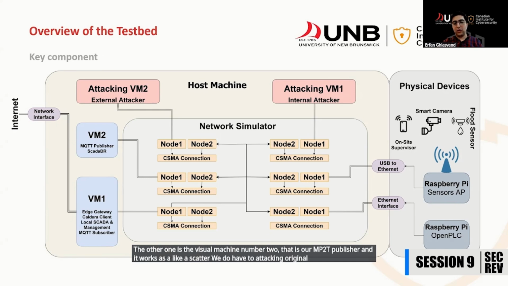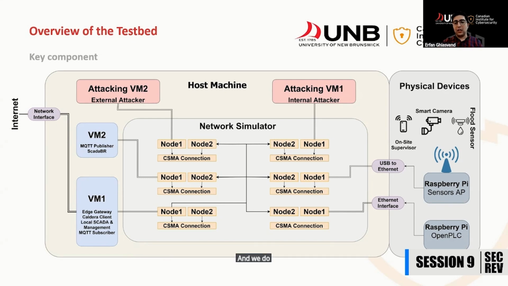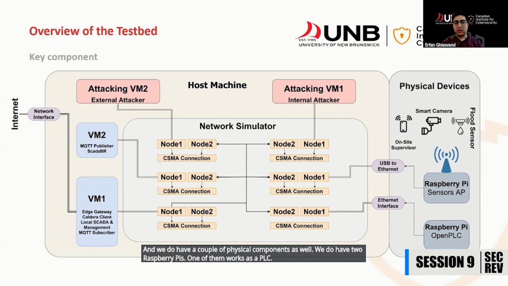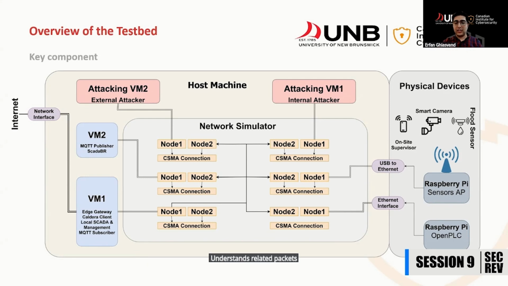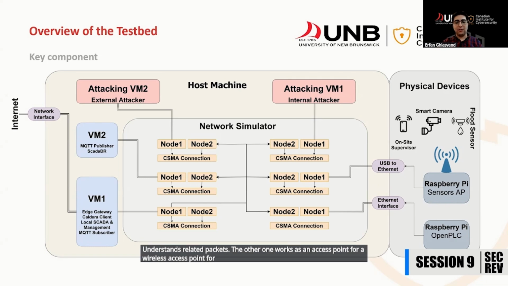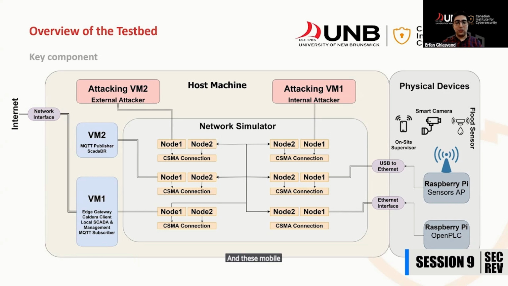One of them is an internal attacker, the other an external attacker. We also have a couple of physical components. We have two Raspberry Pis. One of them works as a PLC and sends related packets. The other works as a wireless access point for the sensors that we have. We have a camera, a flood sensor, and a couple of other sensors, and we are also able to have on-site supervision using mobile phones, which are connected to these Raspberry Pis.